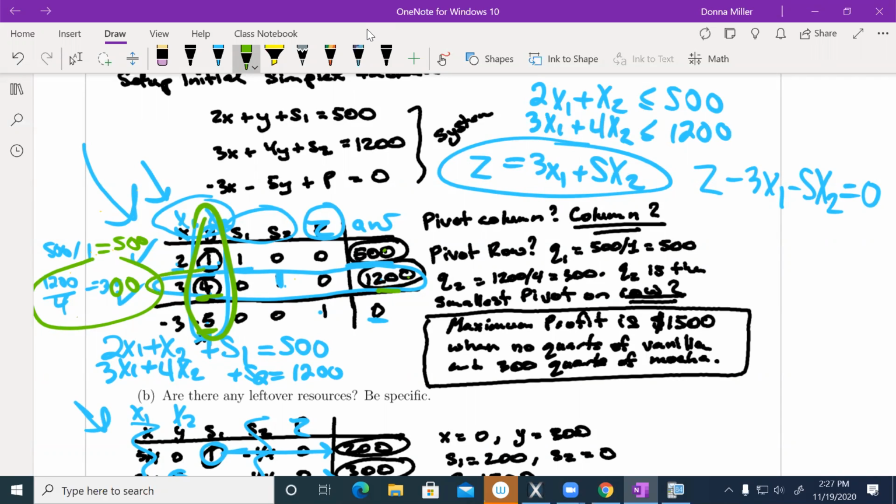Right, so this would be my pivot row. The intersection is where I'm going to pivot about. So that would be 4 right there. Okay, so that's how I pick 4. Is that okay? Okay, all right, so that's how we do it.